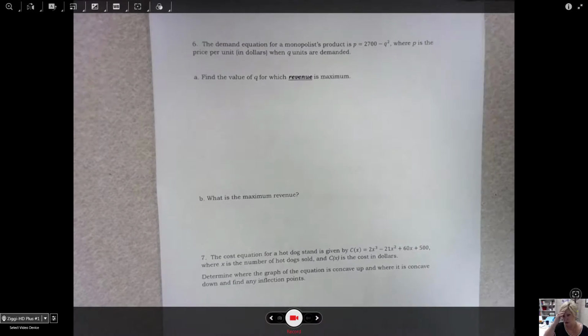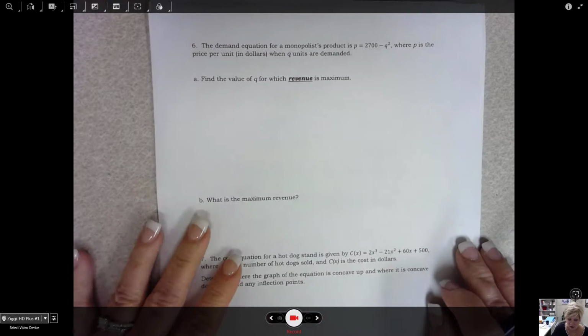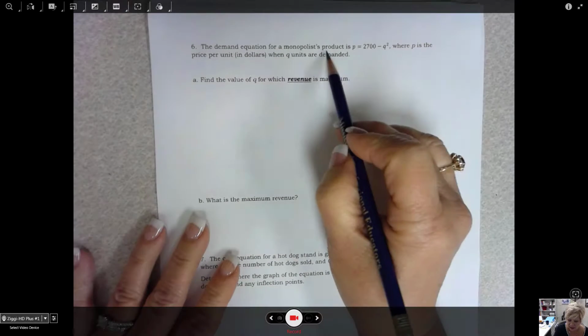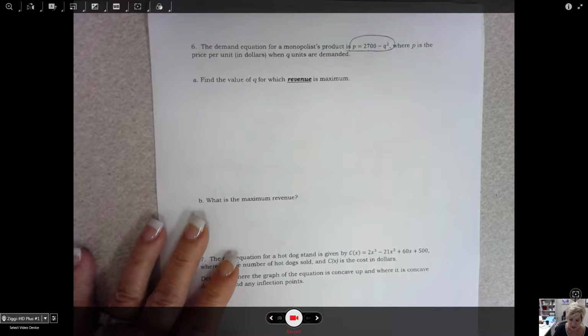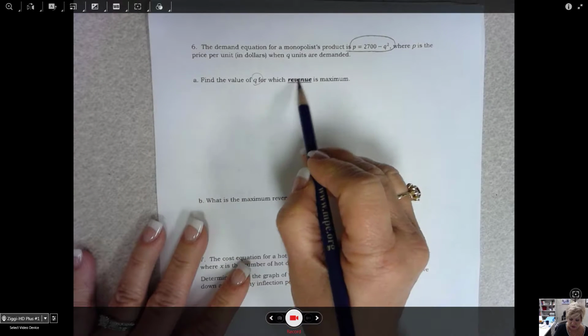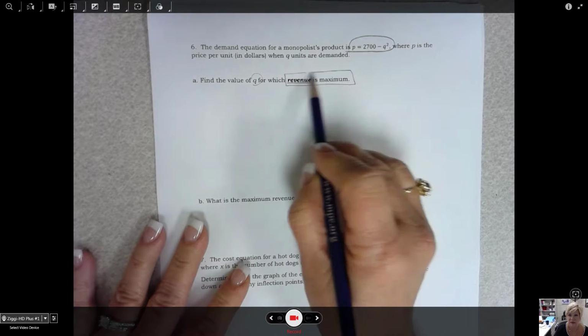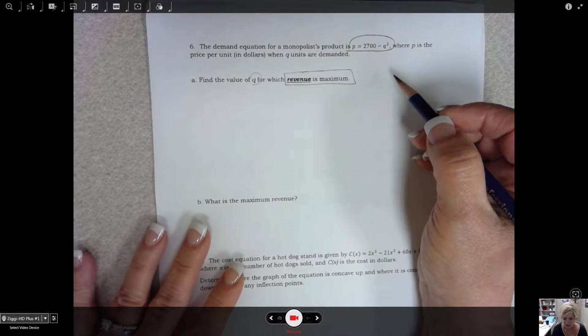Now we need to do problem 6 and 7, and this will finish up the test review. The demand equation for a monopolist's product is given, where P is the price per unit in dollars and Q units are demanded. Find the value of Q for which revenue is a max. So we need to take our revenue function and find a maxima, basically a relative maxima. That would come from the first derivative.